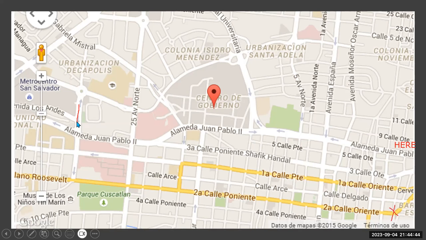Yeah, you are looking for the name in order to get to Metro Center, right? Yes. Ah, okay. But let us try with Parque Cuscatlán. Maybe it's gonna be easier. Or if we don't know the name, well, we can just say that we are going to turn right.